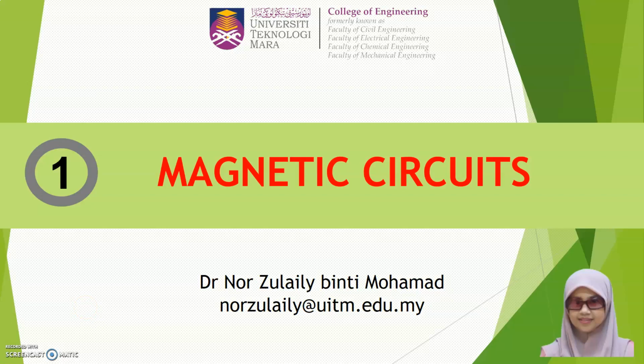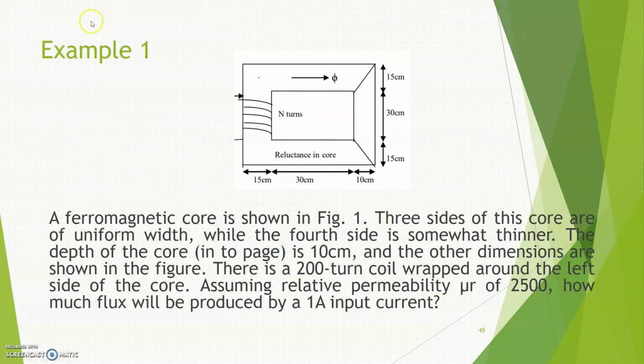So basically this is the last video for chapter 1, which is magnetic circuits. In this video we are going to see some examples on how to solve problems on magnetic circuits. There are three different examples, and I will share the solution only for the first two. For the third example, I need you to go through it and do it by yourself. So just go to example number 1.